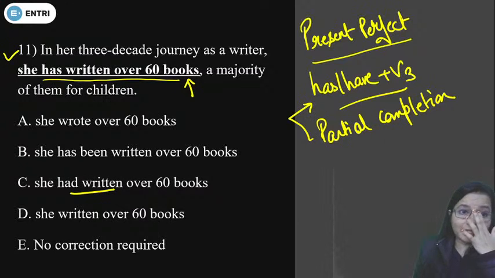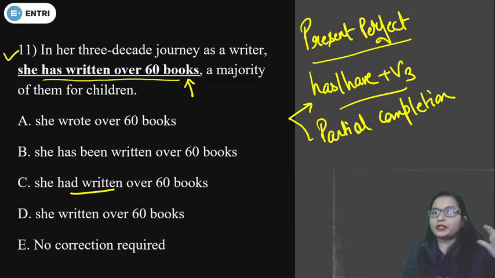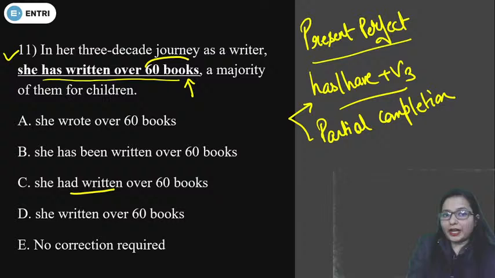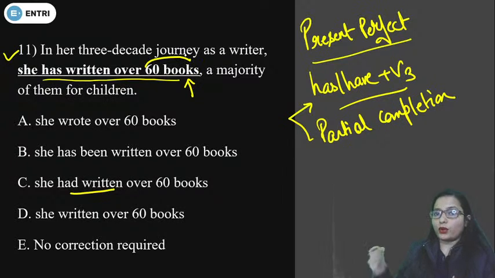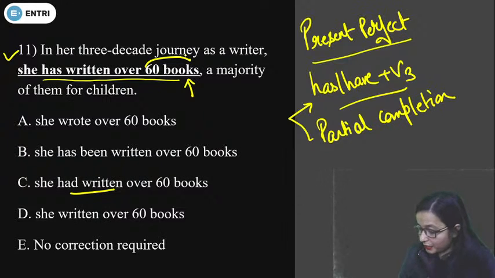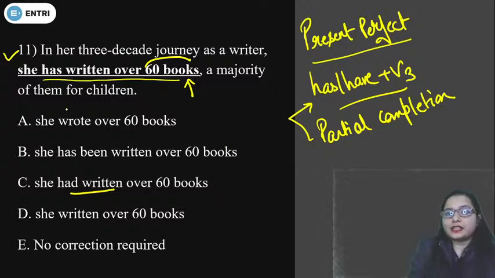Okay, so when we say she has written over 60 books, that means she has completed this task of writing 60 books, but still she is writing books. Okay, the action has not been completed. So here the sentence is fine. The sentence is not incorrect. No correction is required.